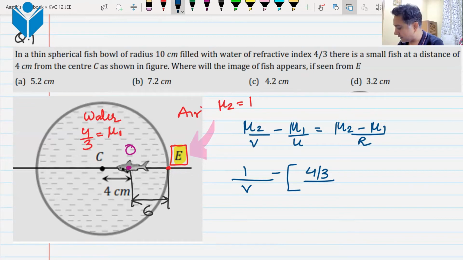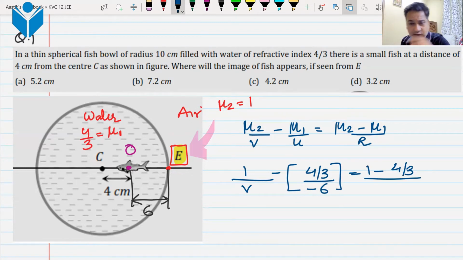Negative. It is -6. We all understand this? Raise hands, it will give me more confidence that we understand this. Everyone? Okay. That will be equal to mu2, which is 1, minus mu1, which is 4/3, divided by R.